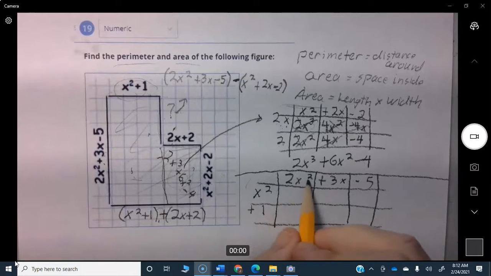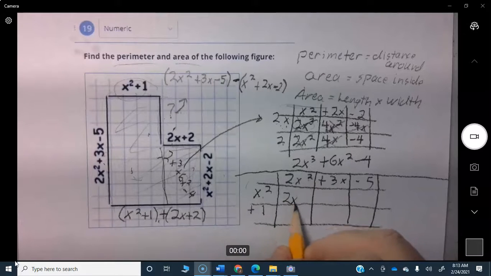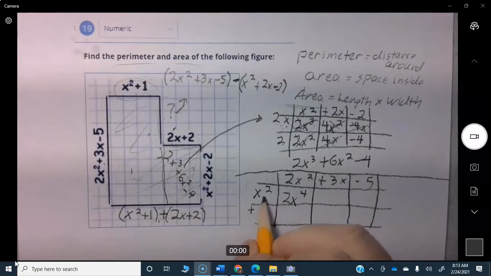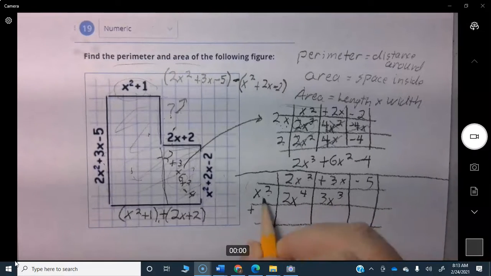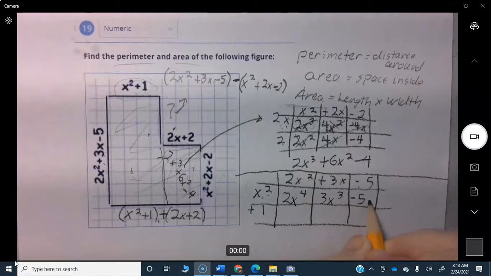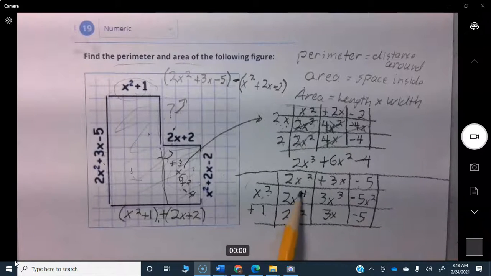Okay, there's a 2 there, and then x squared times x squared is 2 plus 2, that's 4, 2x to the fourth. x squared times 3x is 3x to the third, 2 plus 1 is 3. x squared times negative 5 is negative 5x squared. Okay, and then we have 1 here, so everything here is just going to be 2x squared, 3x, and negative 5. We're just multiplying it by 1. Okay, so now we have an x to the 4th term, so it's 2x to the 4th.